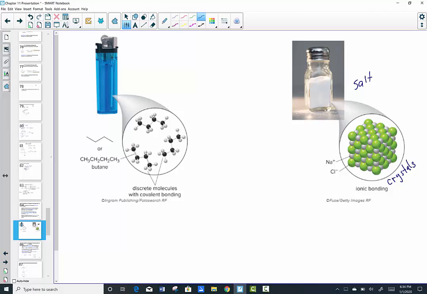And in terms of organic compounds, this is lighter fluid, if you will, in the side of a lighter here. And lighter fluid is called butane. And butane is a 4-carbon chain, an alkane functional group. Butane is a liquid at room temperature. And you can see just discrete molecules that are separated in terms of distribution inside of that container.